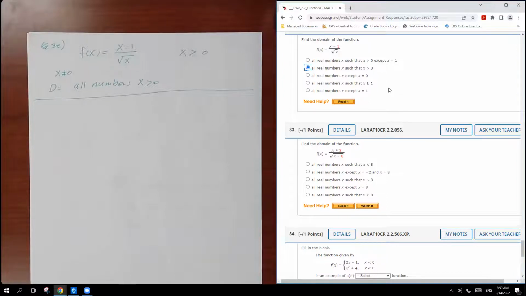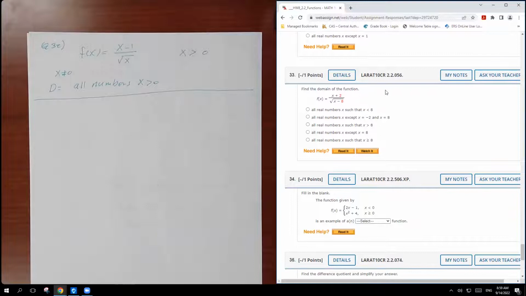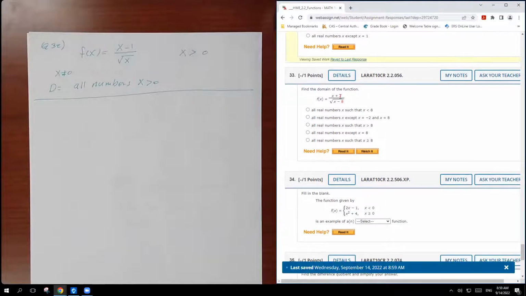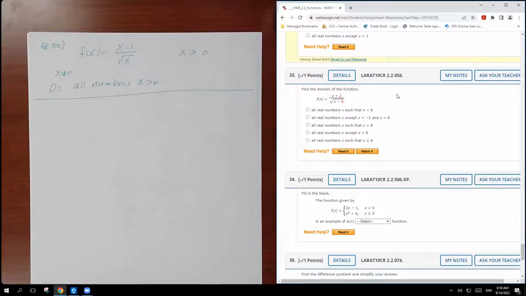The same thing for 33. 33, it's a rational and we have a radical here. How are we going to find the domain for this one?